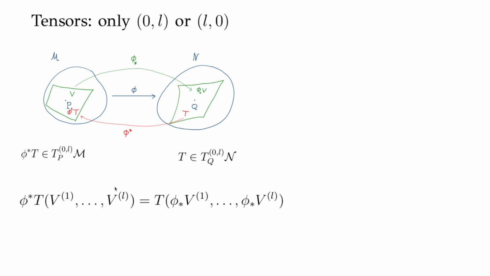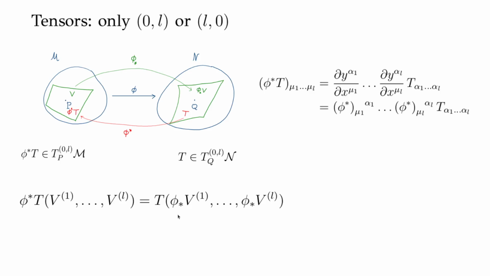We will do that the obvious way, using the push forward of the vectors. In order to define the tensor, we have to know its action on any chosen vectors at the point P. So the action of phi star of t on those vectors is equal to the action of the tensor t on the pushed forward images of the vectors v. Then we can compute the components of such a tensor.